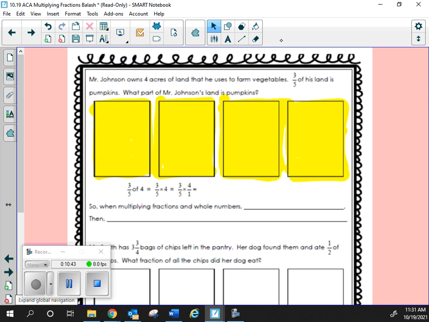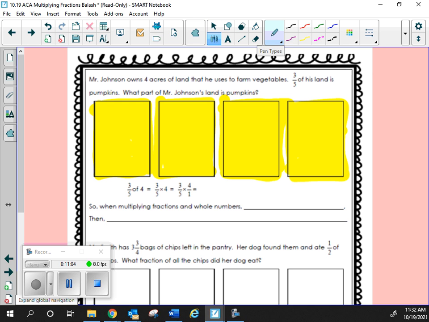It does not have to be perfect. Try your best. All right, I see most of us done. Very good. So we have 4 acres of land. All of that has vegetables, but only 3/5 of his land is pumpkins. So I need to break his land into how many pieces? Into pieces of 5. So I'm going to do that across.